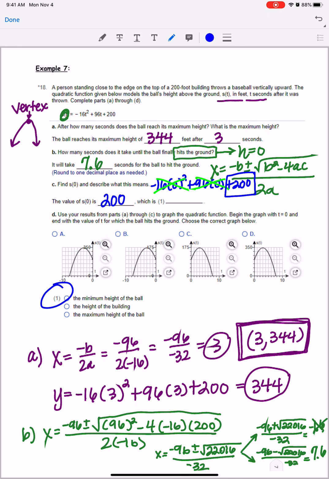What does this represent? So we're looking down here now. Does this represent the minimum height of the ball, the height of the building, or the maximum height of the ball? Well, I already know the maximum height is 344. I already know the minimum height of the ball. That's right here at 0. So this represents the height of the building.